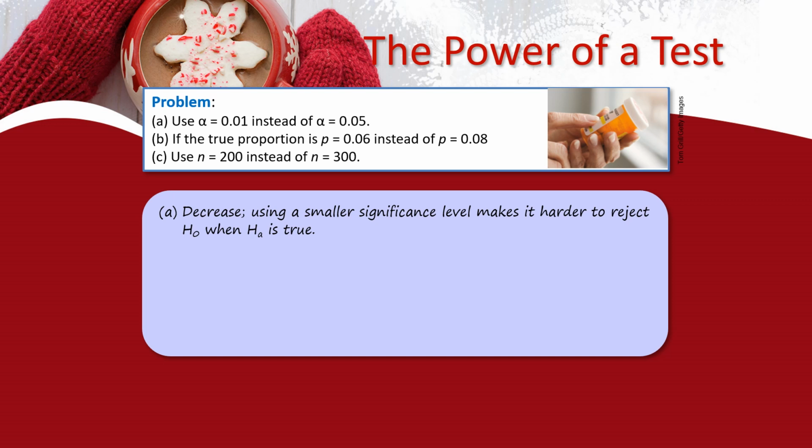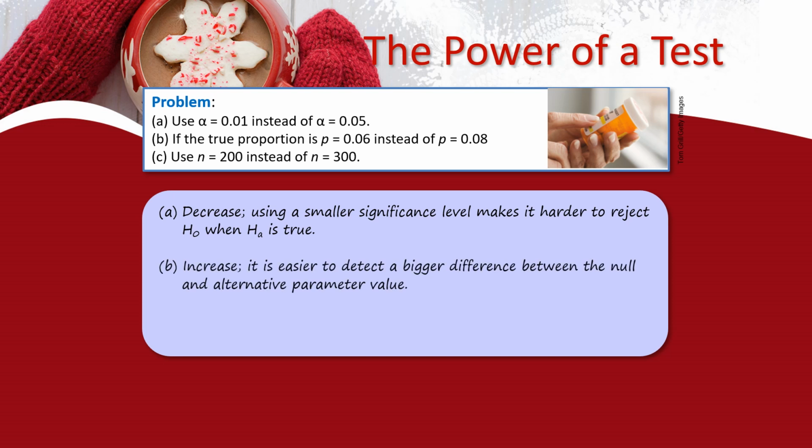Okay, let's bring that back. So this would increase. It's easier to detect a bigger difference between the null and the alternate. Like 0.06 compared to 0.1 is a bigger difference than 0.08. Because it's a greater difference, it's just going to be easier for me to detect it. So the power goes up.